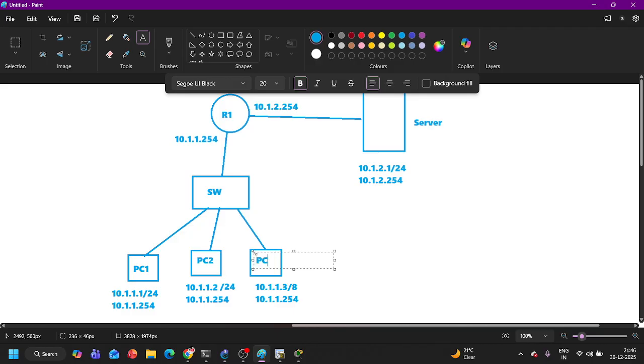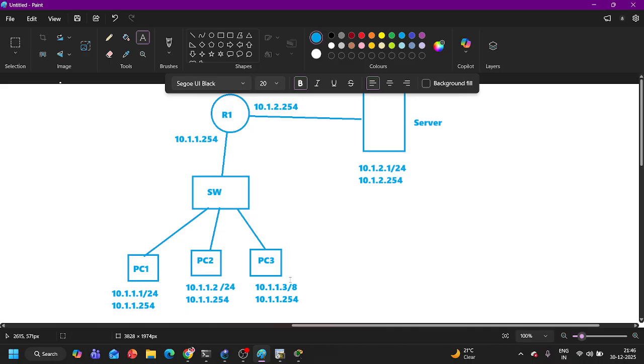Because what will happen if I ping the server from PC number 1? It will check whether the destination is in the same subnet or a different subnet. For that, it will use its subnet mask and find the network ID of the destination device. The network ID is going to be 10.1.2.0. The network ID is different, which means the destination is in a different subnet. PC will generate an ARP request for the default gateway.